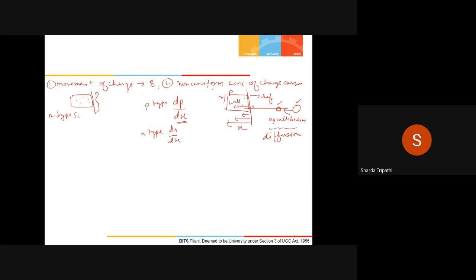Okay? And because a gradient exists, we call this type of semiconductors graded semiconductors. Okay? Any doubt? This dP by dx is also known as concentration gradient.